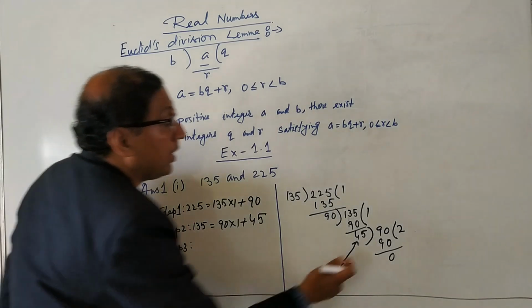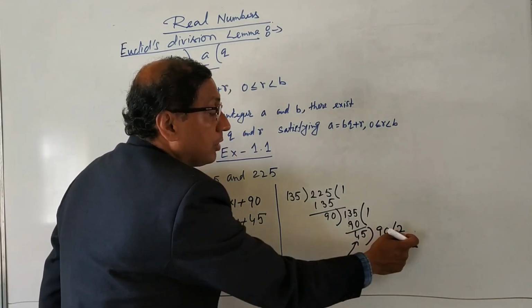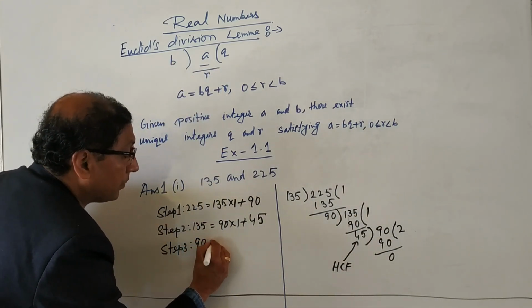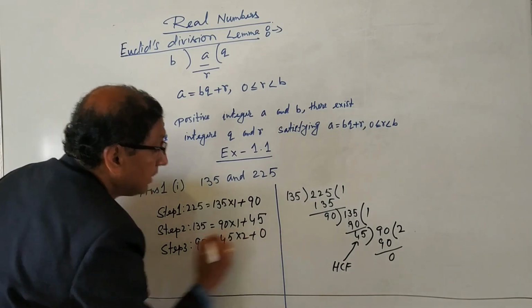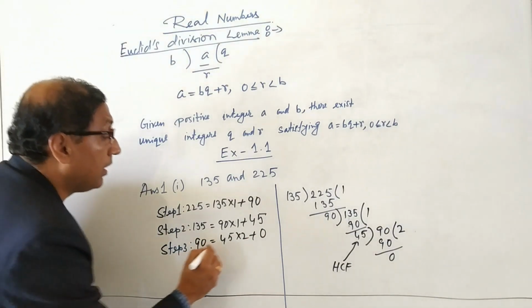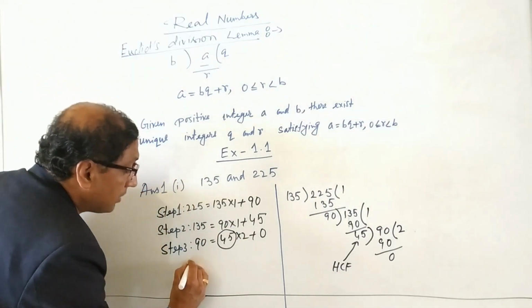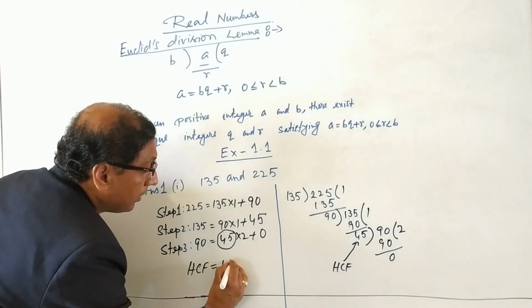Step 3. Now observe the third division. 90 is the dividend, 45 is the divisor, 2 is the quotient, and the remainder is 0. So we can write 90 equals 45 into 2 plus 0. Here you have to stop. Now the last divisor, that is 45. So the HCF between the two numbers will be 45.